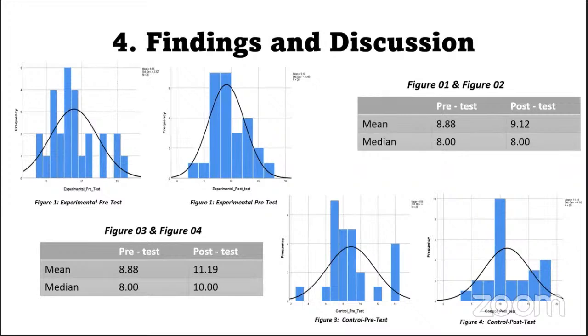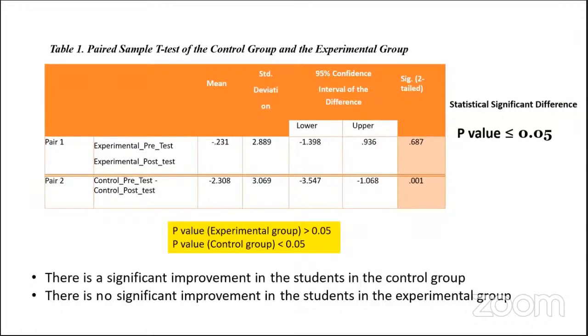As both post-tests show a development, another test was run to identify which group shows a significant development in their marks. According to the statistical formula of significant difference, if the p-value is less than or equal to 0.05, it shows a significant difference. Therefore, to test the significant difference, a paired sample t-test was conducted.